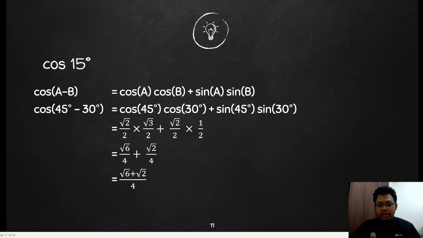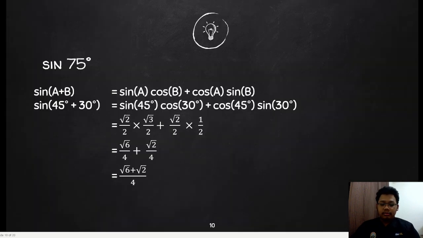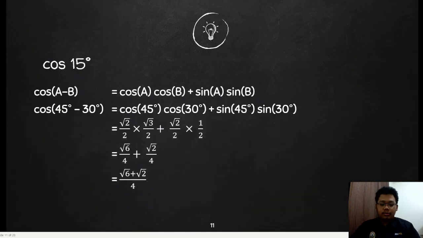Remember, this is minus. So when the minus is cos, it's cos the sine. So it will be plus sine 45 sine 30. Just now we already calculated cos 45 is √2 over 2. We already know also the cos 30 is √3 over 2. And the sine 45 is √2 over 2 and sine 30 is half. So we multiply it first as usual. So it will be √6 over 4 plus √2 over 4, and the denominator will be the same, so it will be (√6 + √2) over 4.